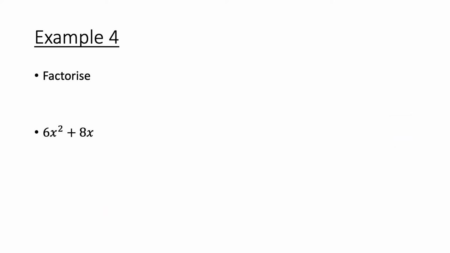Right, guys, example number 4. Factorize this. We've got 6x squared plus 8x, it's a bit more tricky. The highest common factor of 6 and 8 is actually 2. Then x squared and x is going to be x. And then brackets, a bit more tricky. So 2x times 4 is 8x. That was nice and easy.